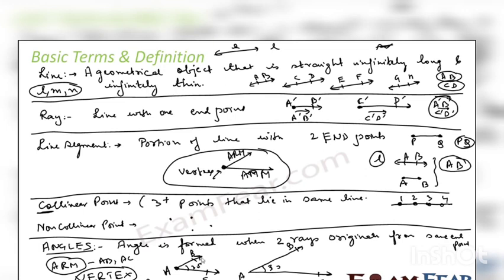So these rays which make angles are called arms, AB and AC, and the point at which these two rays meet is called the vertex. So that is the definition of the terms which we'll be using in this chapter.